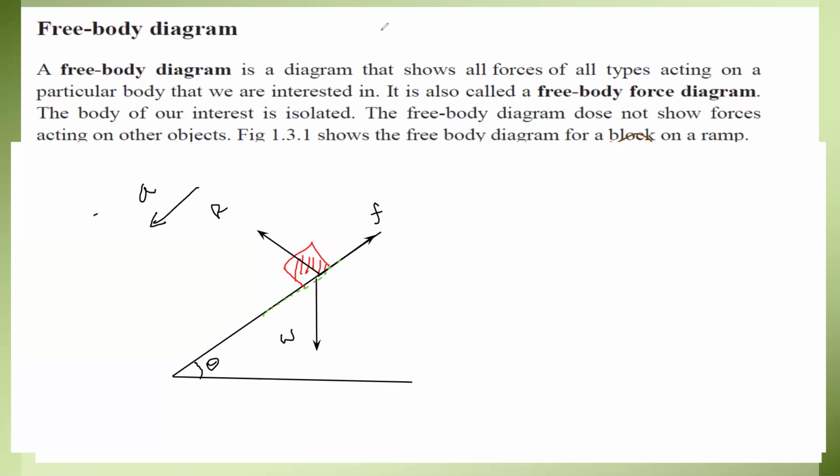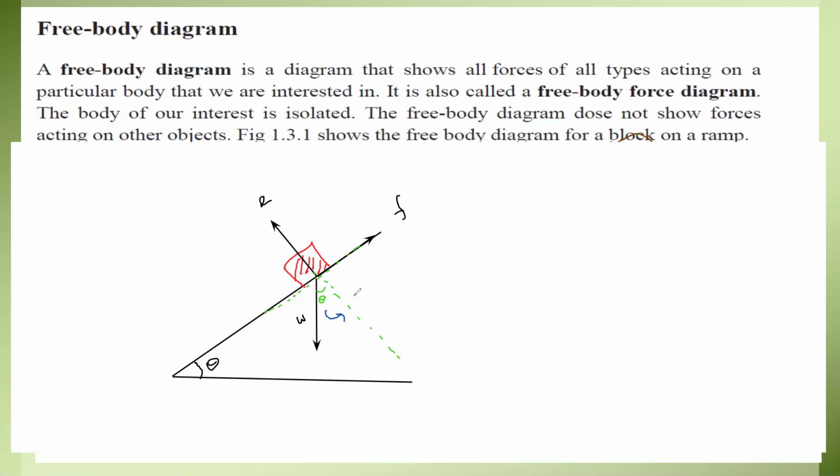The normal contact force should always be 90 degrees, or perpendicular. So this is the normal contact force. R is there, friction is there, and this is the weight. We resolve the weight into components. Here it is making an angle theta, so weight will have two components.